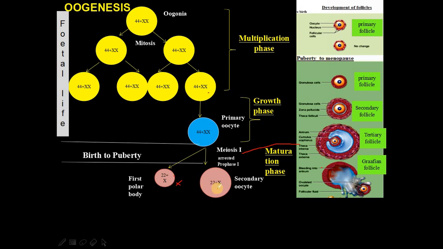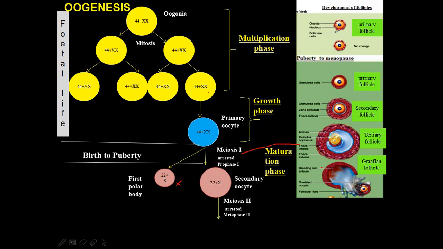Now you can also see the chromosome number over here. The chromosome number is reduced to half. Half of 44 is 22, which goes to this cell, and 22 goes to this cell. In this 2x chromosome, 1x goes to this cell and the other x goes to another cell. Next, the secondary oocyte in the tertiary follicle starts its meiosis 2 and gets arrested at metaphase 2.